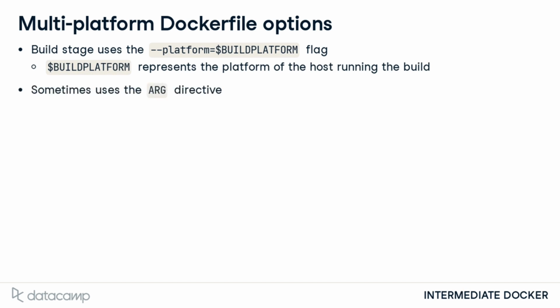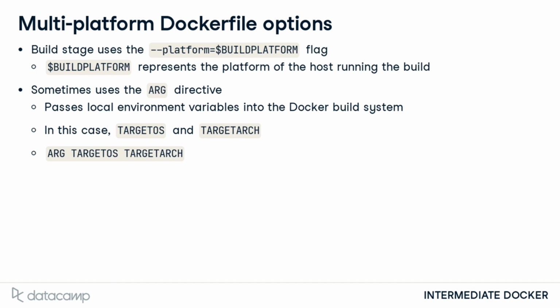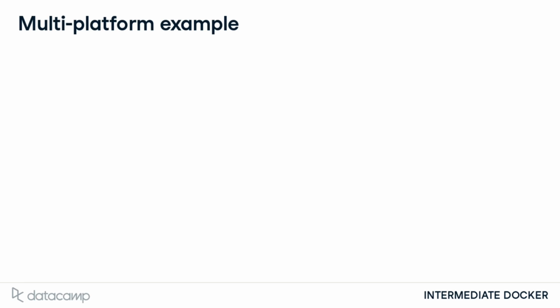Sometimes the Docker ARG directive is used, along with a list of environment variables defined on the host. This is usually TARGETOS and TARGETARCH, representing the platform components of the destination system. An example is the line ARG TARGETOS TARGETARCH. We'll see this in a full Dockerfile shortly. Note the variables defined on the host can be defined in the shell or via the env command. Let's look at an example.